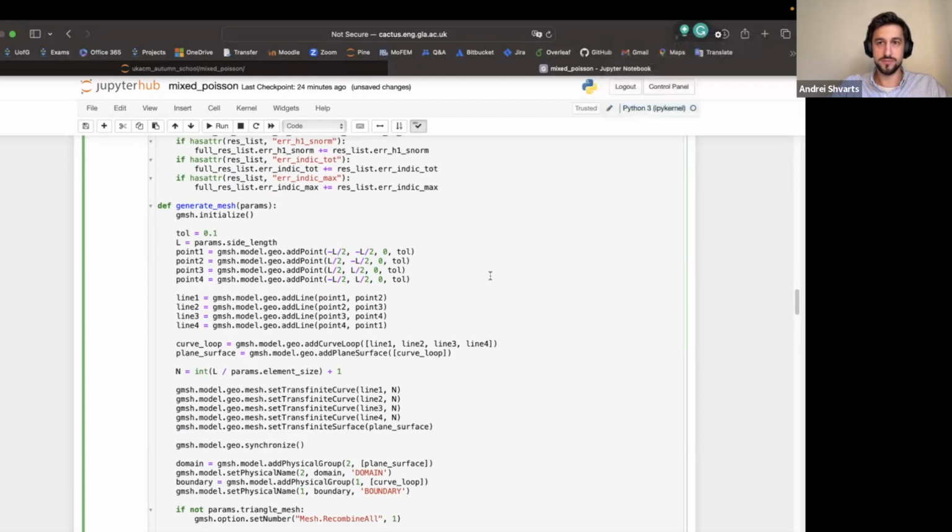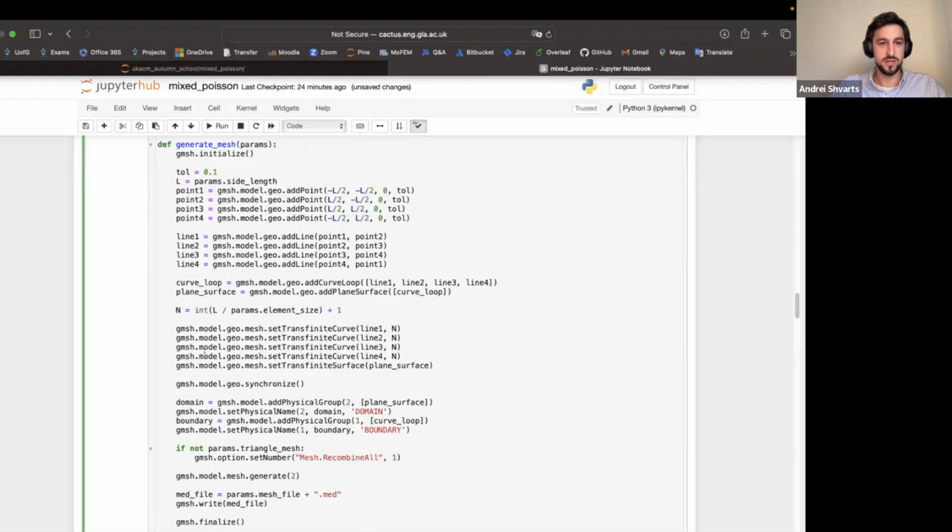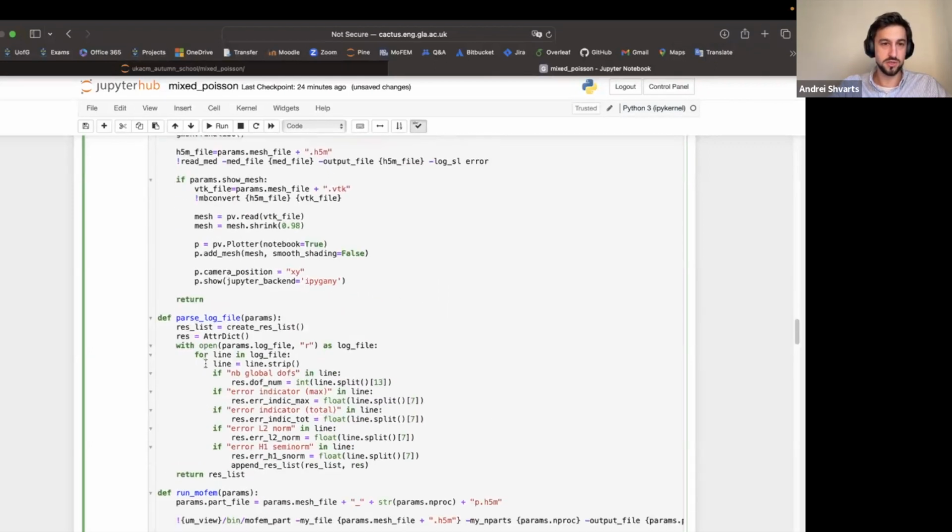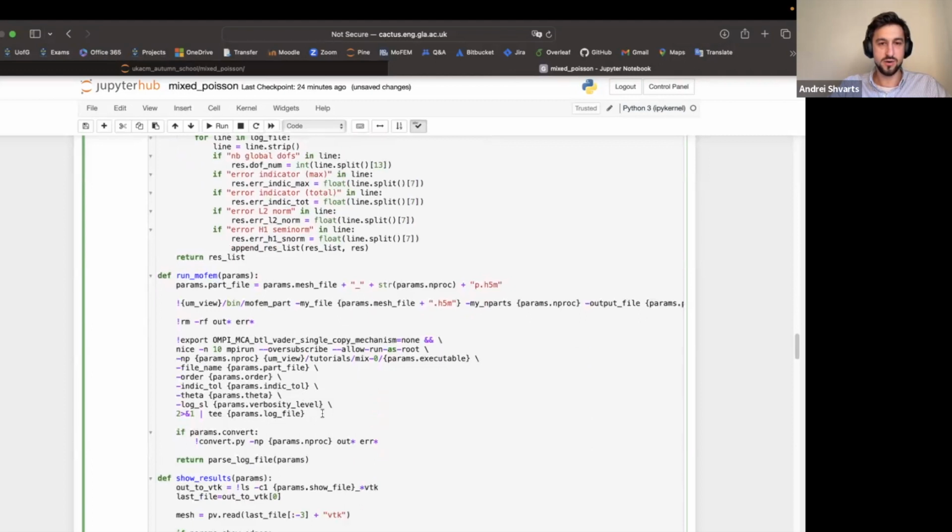to construct the mesh. That's done over here. So if you're interested, you could look into that. Then you can see how we are executing MoFEM using Python magic, Jupyter magic, to call terminal executable binary MoFEM binaries from terminal, from bash, with the given command line parameters.